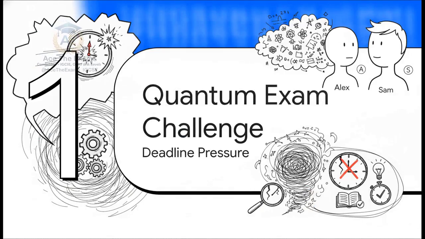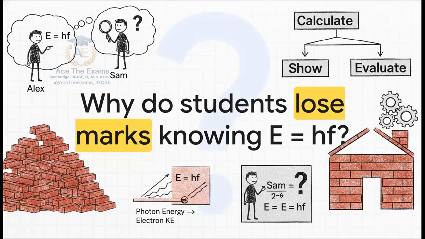All right, let's jump straight into section 1, the quantum exam challenge. And really, this is all about deadline pressure. So let's look at 2 totally typical students trying to handle a quantum physics question using the E equals hf formula. Let's call them Alex and Sam.